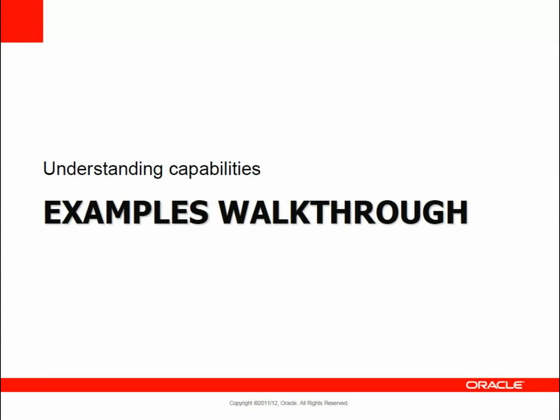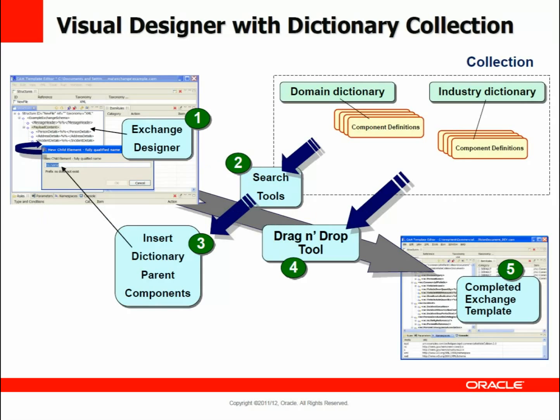So now we're going to have a look at some use cases to give you an idea of how you can utilize dictionaries once you've created them. So we've already mentioned that there's the visual designer that can take your dictionary collection, load it, and then allow you to interact with it, search for components, use the drag and drop tool, and build a completed exchange. And again, as we mentioned earlier, we have tutorials that show you working through that.